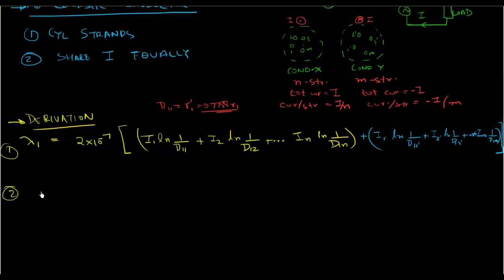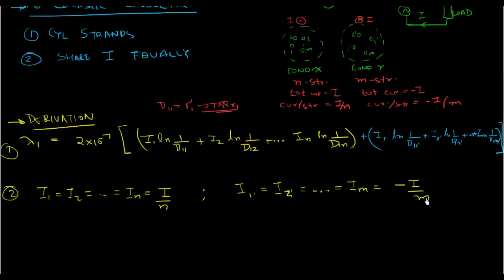So step 2, we know I1 is equal to I2 is equal to so on till I of n, and they're all equal to I over n. That's what we wrote here. Current per strand is equal to I over n. Similarly, I1 prime is equal to I2 prime, so on all the way up to I of m, which is equal to negative I over m. So now we're going to substitute all of these values here.